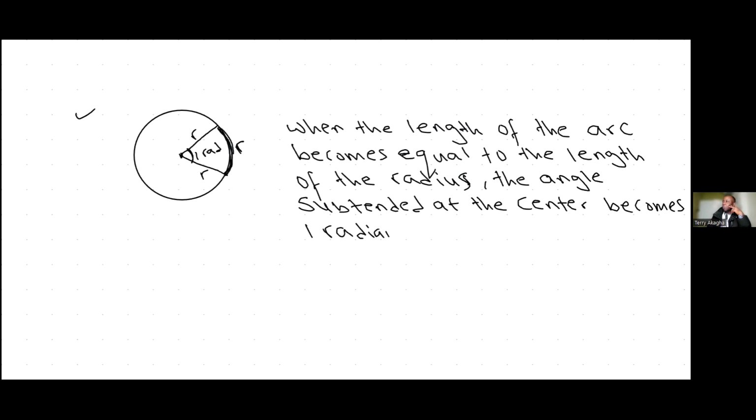Okay, so this is very important. When the radius is equal to the length of the arc, it becomes 1 radian. And usually, how do we denote radians? Some people write it as rad. That is usually how some people write that.